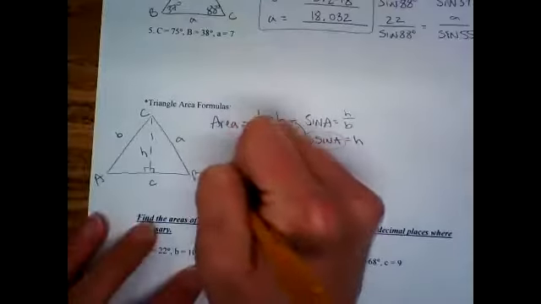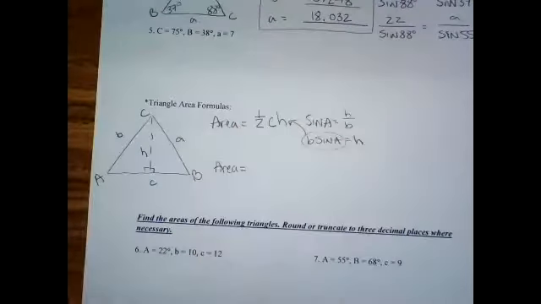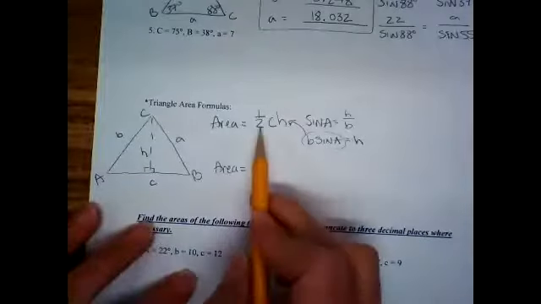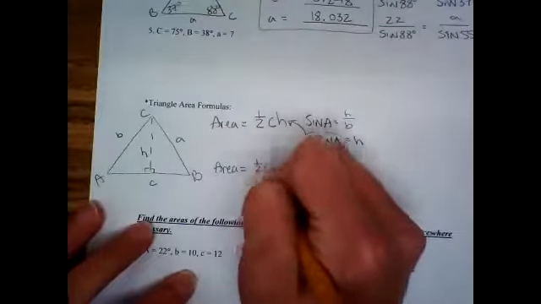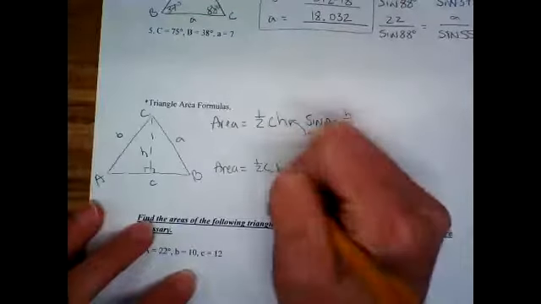So you would get area equals, and the reason I'm writing out the whole word area is because the capital A stands for angle A, so you don't want to confuse those. That's why I'm writing out the whole word area. So area equals 1/2 C times B sine of A.